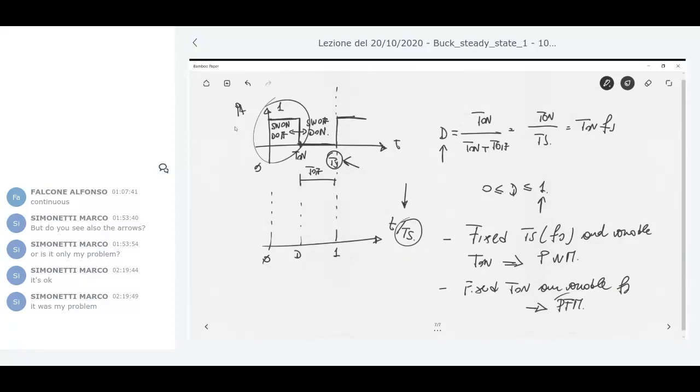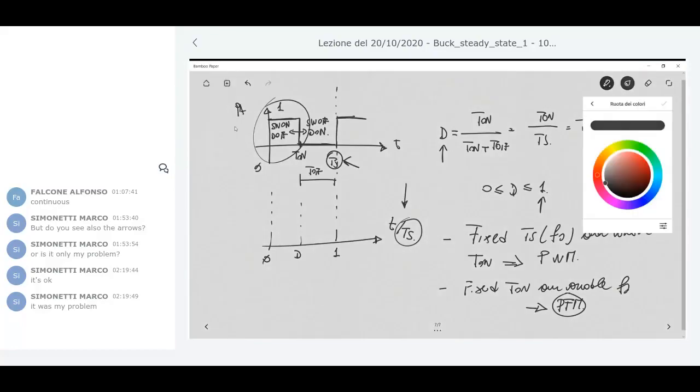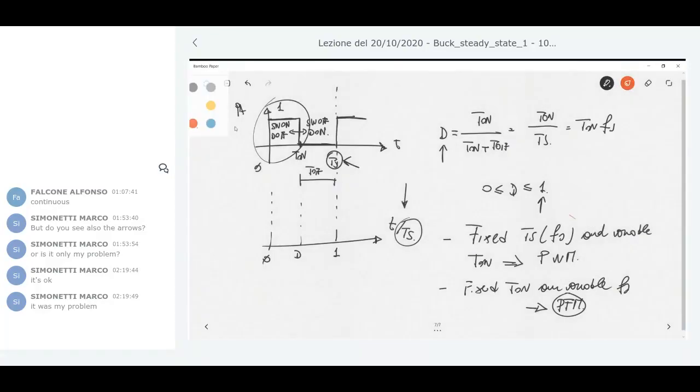Okay? But starting from now on, I just talk about this first condition. My switching frequency is constant, and then I can modulate the T on interval in which the switch is on. The switching frequency typically ranges from, let's say, more than 20 kilohertz to also 1 megahertz. Something that we already discussed here.